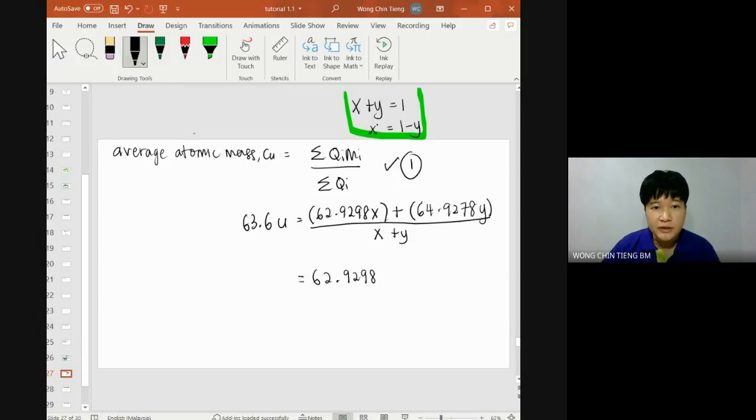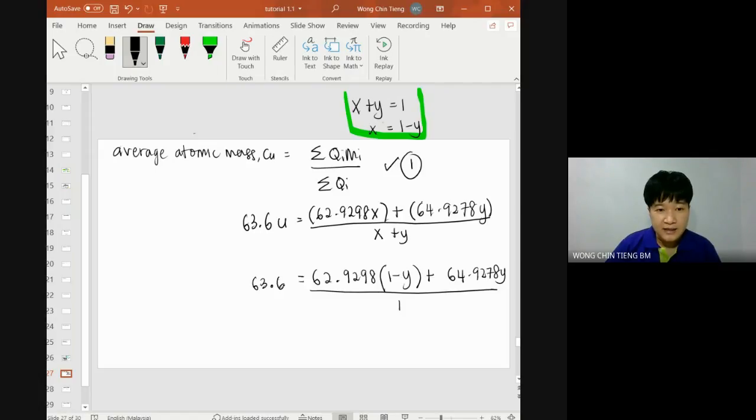62.9298. Your X over here is 1 minus Y. Masukkan 1 minus Y plus 64.9278Y over X plus Y 1. Okay, so 1 tu saya rasa boleh bawa ke sana lah. Kita akan darab nanti. So 1 bawa ke sebelah kiri. You solve the mathematics 63.6 equals to yang ni darab masuk. Matematik je weh ni.